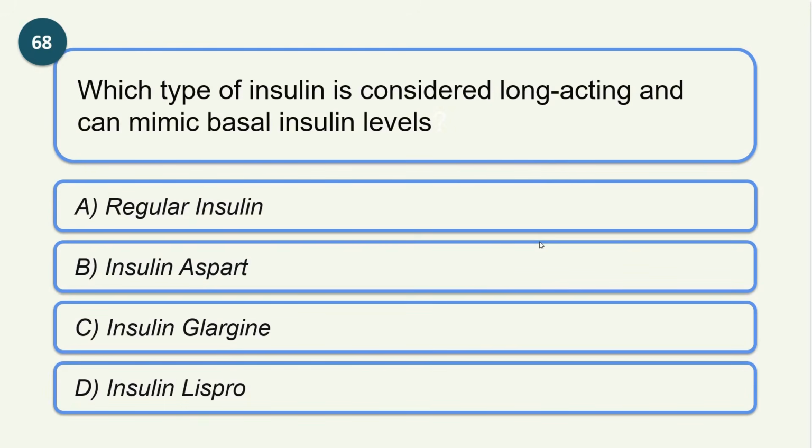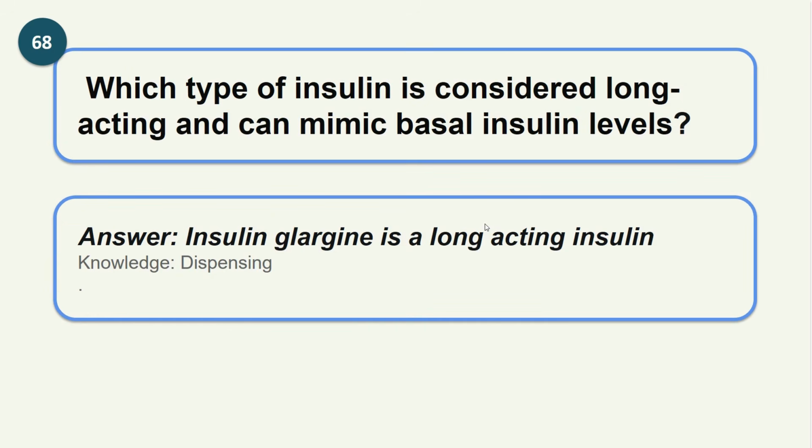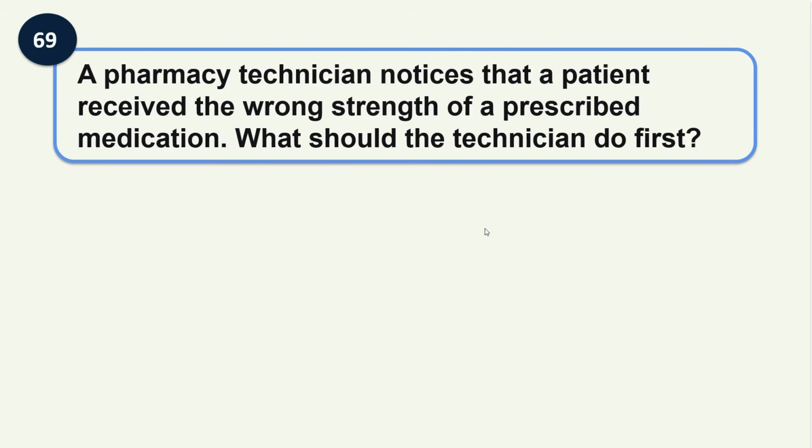Next, what type of insulin is considered long acting and mimics basal insulin levels? A, regular insulin, B, insulin aspart, C, insulin glargine, D, insulin lispro. Correct answer is insulin glargine. Insulin glargine is a long acting insulin.